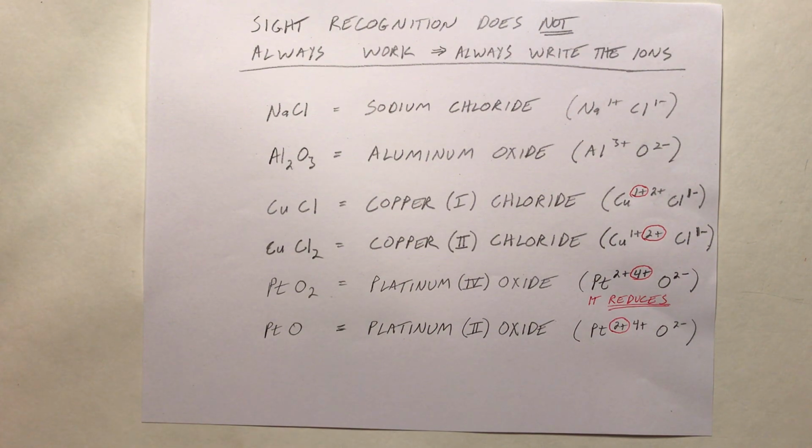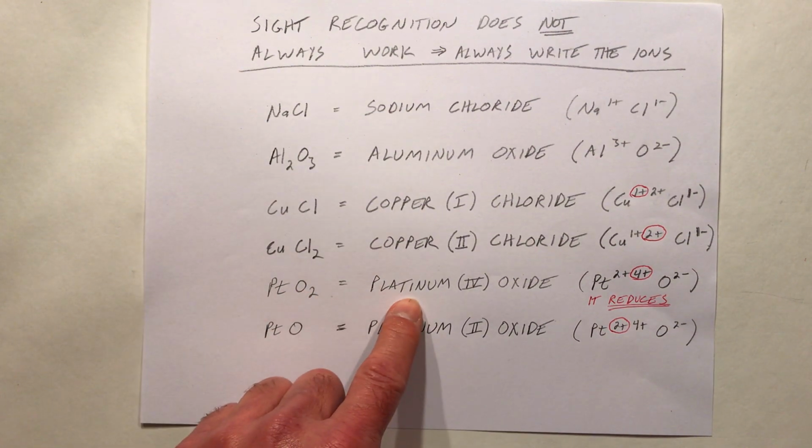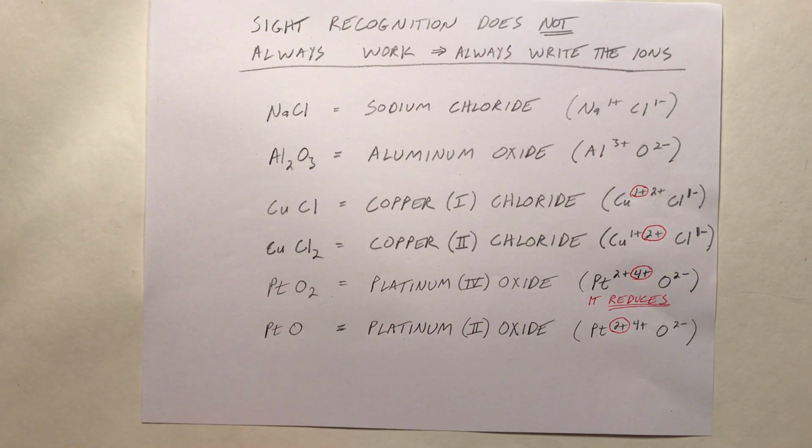So don't just rely on site recognition. Again, every chemical bottle that we use, if you go in the stockroom, you'll see it has both the formula and the name on the chemical, because guess what? These are different chemicals, and they do behave differently.